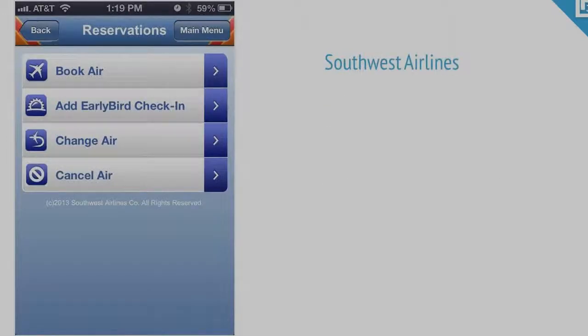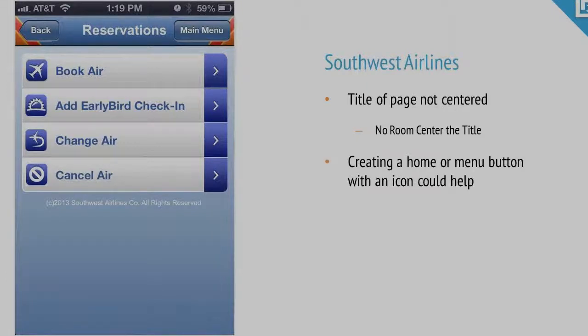As I dig further into the Southwest Airlines app, the title of the page is not centered, unlike the rest of the pages in the application. And there's no room to center the title because they have this main menu button that is too big. So they had to move over the reservations button, or I don't know what happened, but the button was just in the way, and the reservations title should be centered within the page.